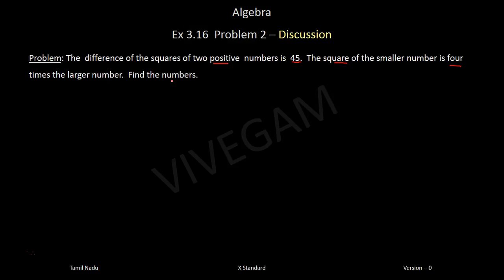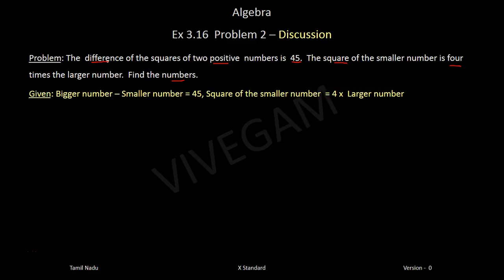Okay, find the numbers. What they say is that it's the bigger... No, actually I made a mistake here. It is the square of the bigger number minus the square of the smaller number is 45. Please add square, I have made a mistake. And then they say the square of the smaller number equals 4 times the larger number.